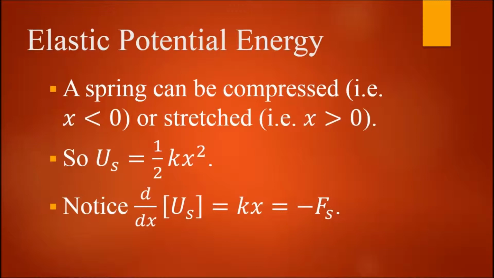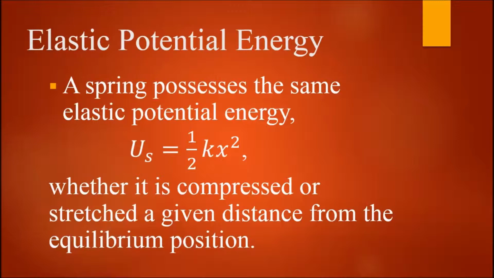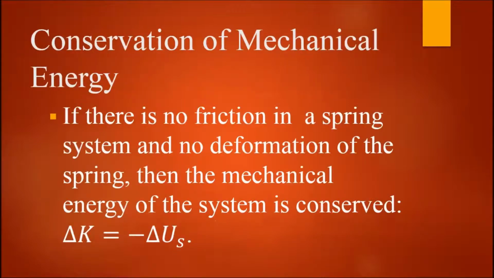And so the elastic potential energy of the spring is equal to 1/2 kx squared. Notice that the derivative with respect to x of the elastic potential energy for the spring is k times x, which is the negative of the restoring force. Now, because of the x squared term, a spring possesses the same elastic potential energy, whether it is compressed or stretched a given distance from the equilibrium position.